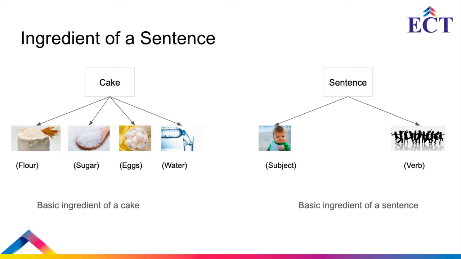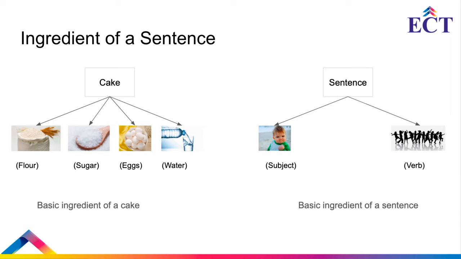So let's see the ingredients of a sentence. I have compared this with a cake. What are the ingredients of a cake? It's flour, sugar, eggs, and water. These are the basic ingredients. Of course, if you want to add more variety, you can add a lot of other things. But these are the basic things that you need to make a cake.